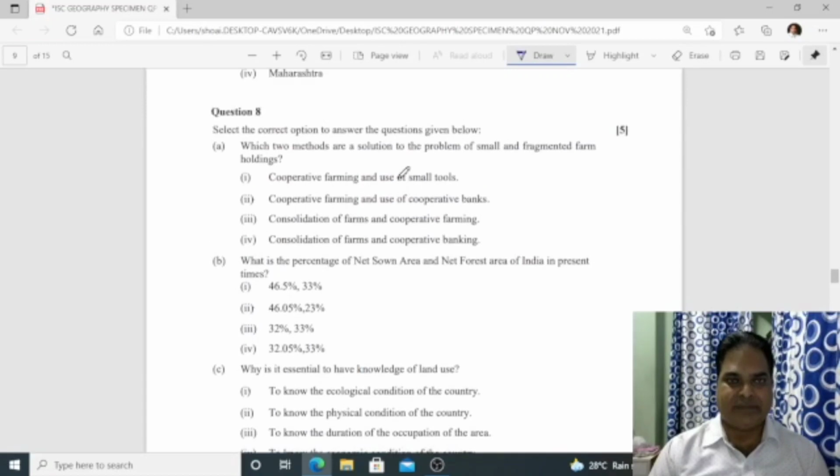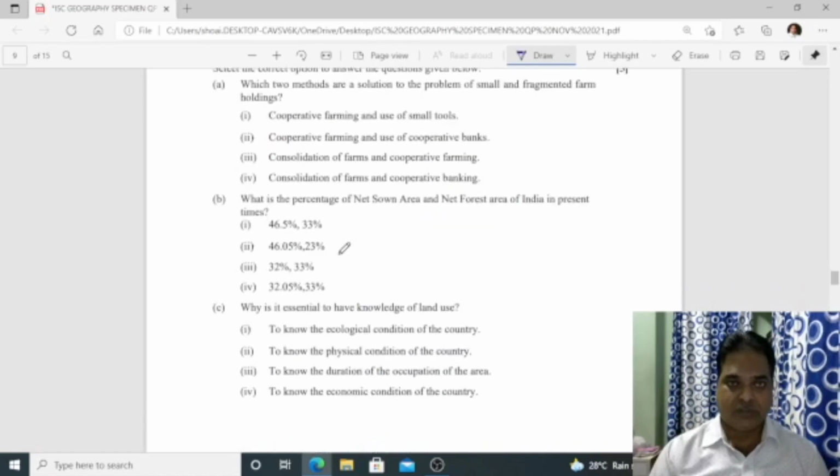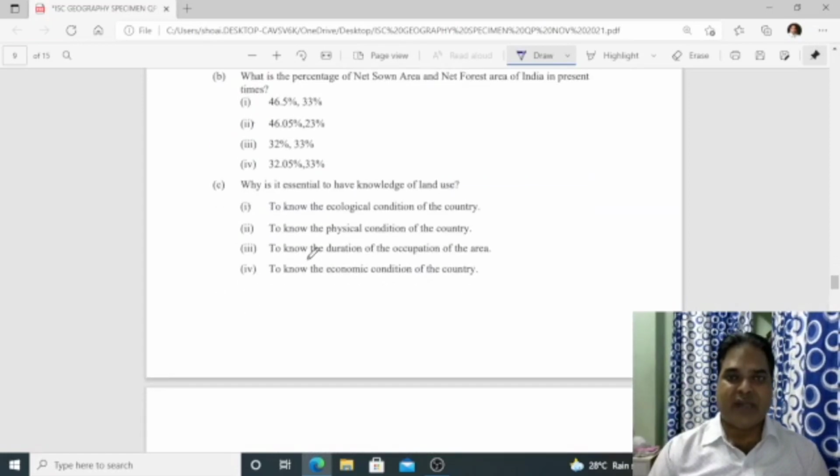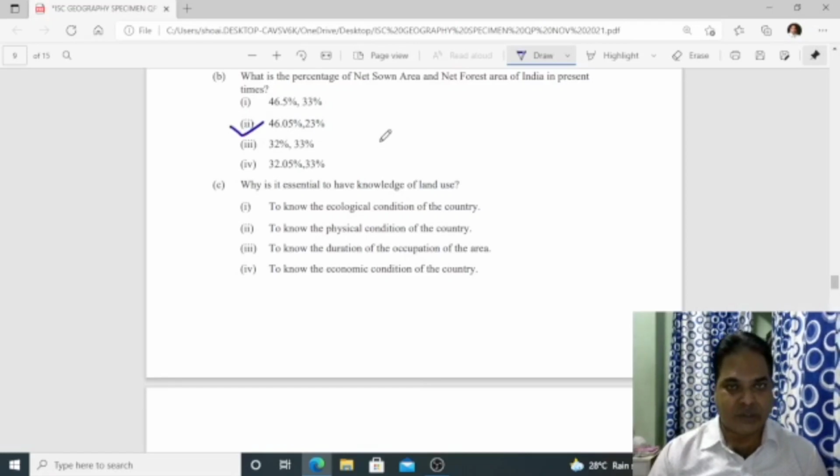Okay, number 8, select the correct option to answer the questions given below. Which two methods are a solution to the problem of small and fragmented farm holdings? So which one is the correct one? So number 2 is correct: cooperative farming and use of cooperative banks. B. What is the percentage of net sown area and net forest area of India in present time? So number 2 is correct. Okay, 46.05% to 23%.